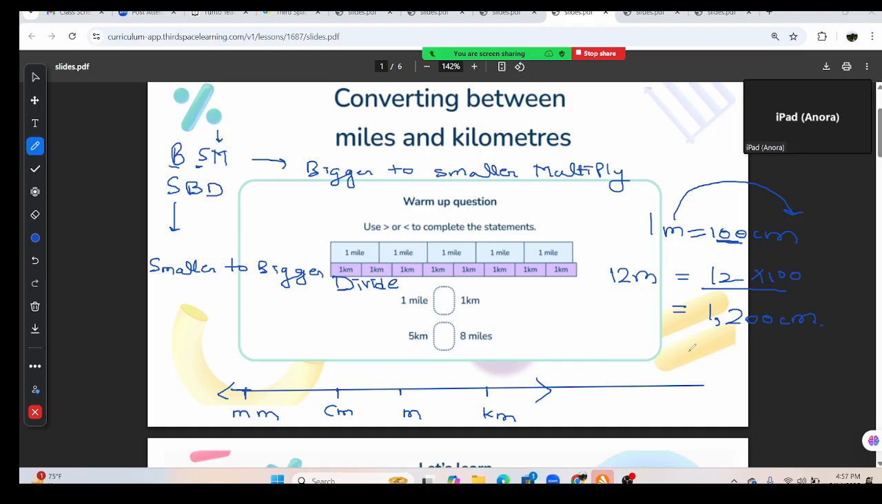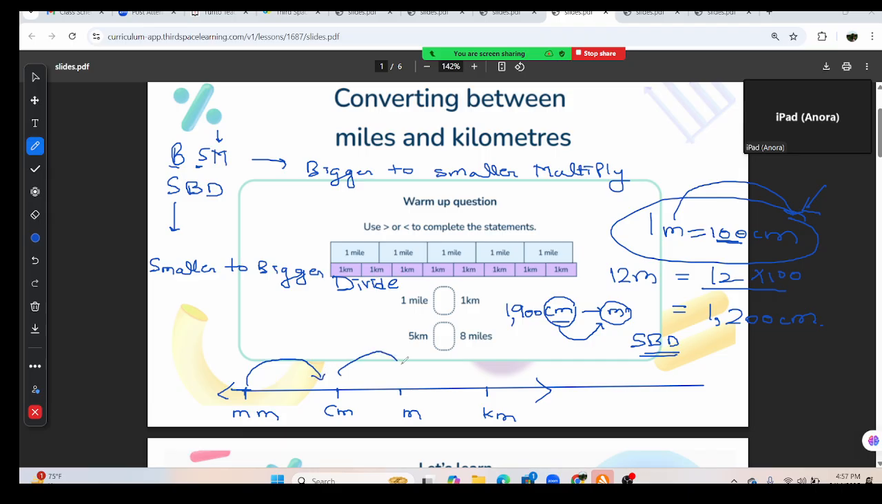Now let's see the opposite case. It says convert 1900 centimeters into meters. Centimeter is smaller, right? Because centimeter is smaller, going smaller to bigger, we divide. So you would apply the SBD rule. With which number would you divide? You have to check, 100. Exactly.